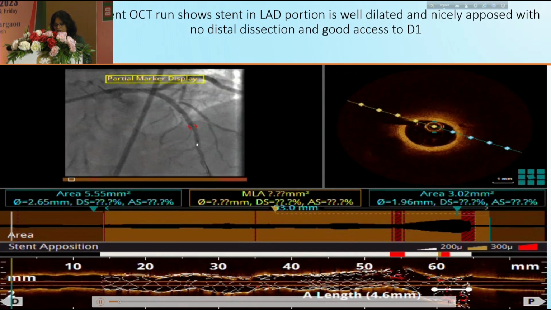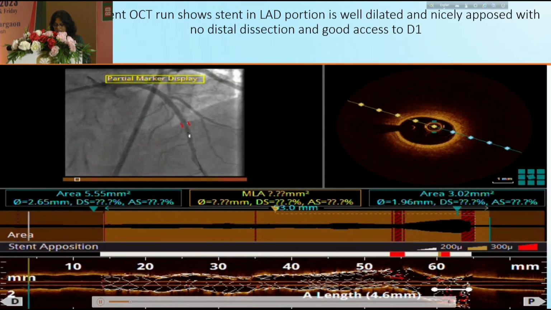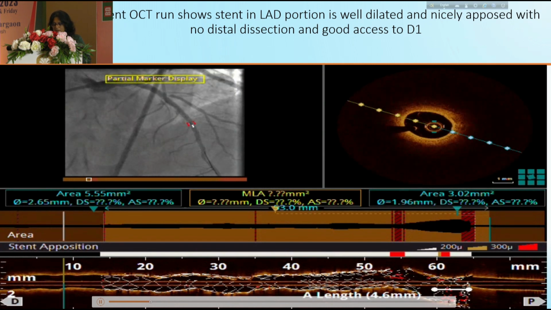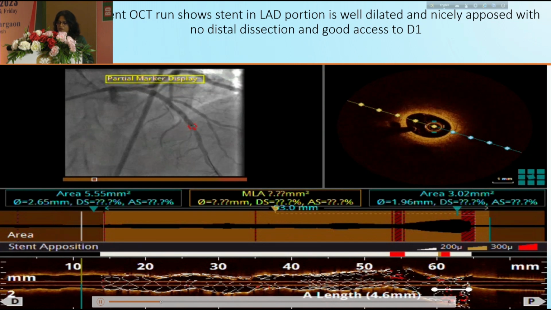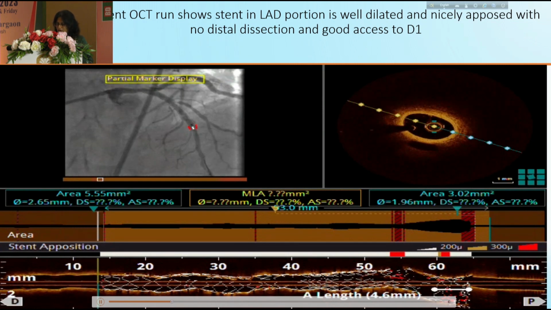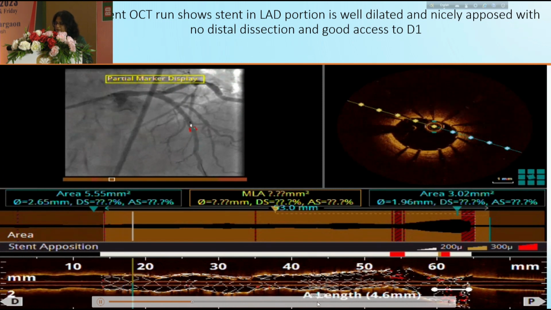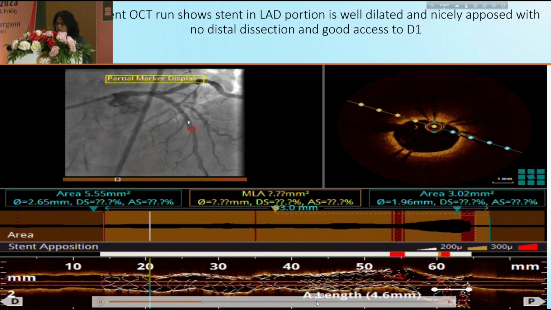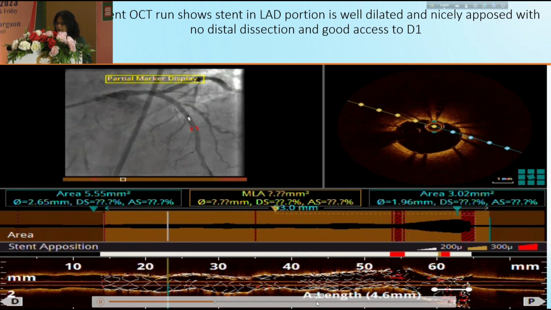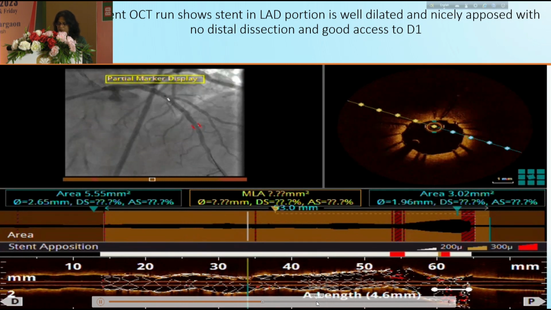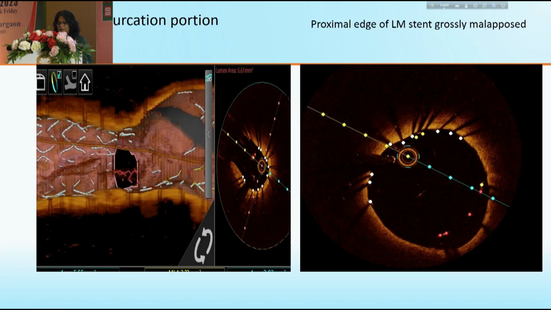Again, we did the post-stent OCT run, and you can appreciate that the apposition in the distal segment is quite good, and the whole stent area is well dilated, with good apposition, and there was no distal dissection. As well as the access to the first diagonal, there was no disease there. You can see the stent struts. And the left main bifurcation to the circ is free of any significant disease.